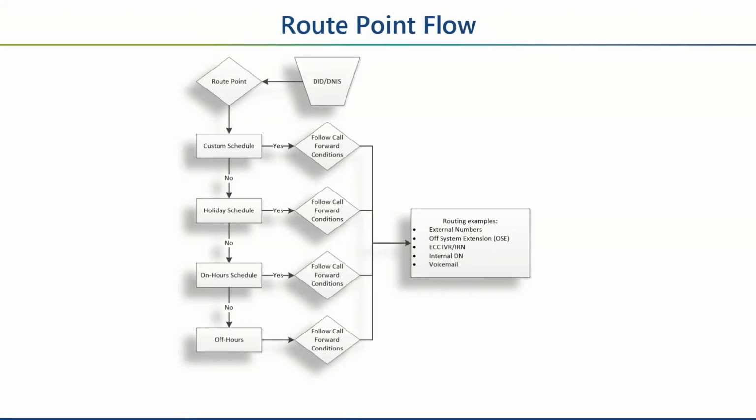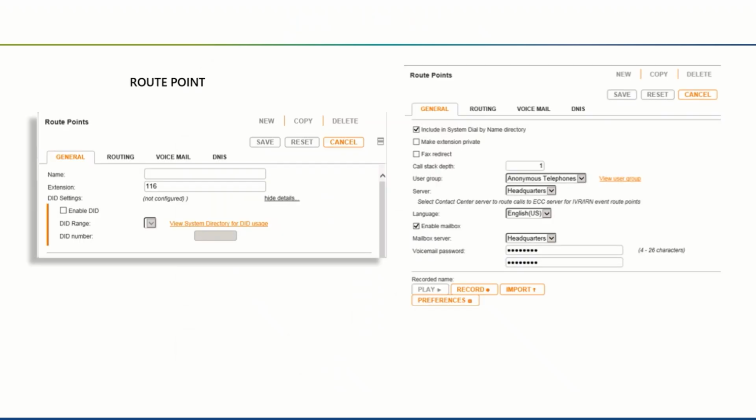Now, when I initially started the description, I described a route point as basically an extension. If we begin looking at some of the configuration for the route point, you will notice that a lot of this configuration is very similar to an actual extension that you would create. You still have to assign a name, and you have to give an extension number to a route point, and most of the details that you will see here are very similar to what we would create for an actual user's extension.